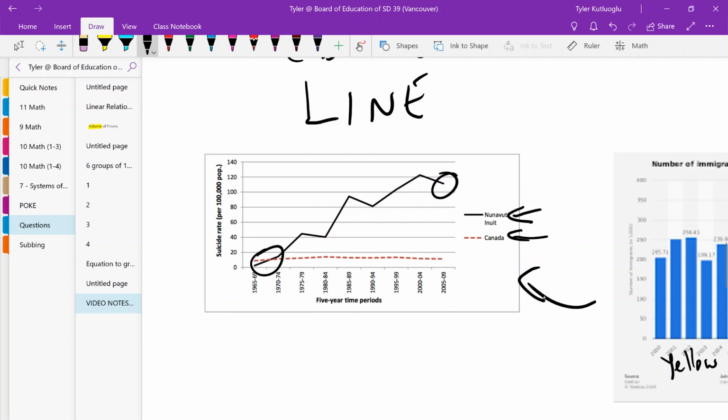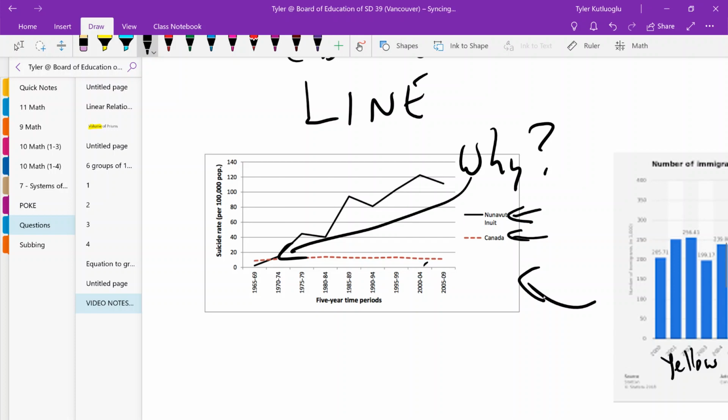So when you look at this graph, you not only have to see, oh, look, there's a pattern, it's increasing, there's a difference between these two, but you have to ask stuff like, why? What's happening that's causing this to happen? Because this is obviously a significant issue, and we want to figure it out so we can help people and change the situation there.